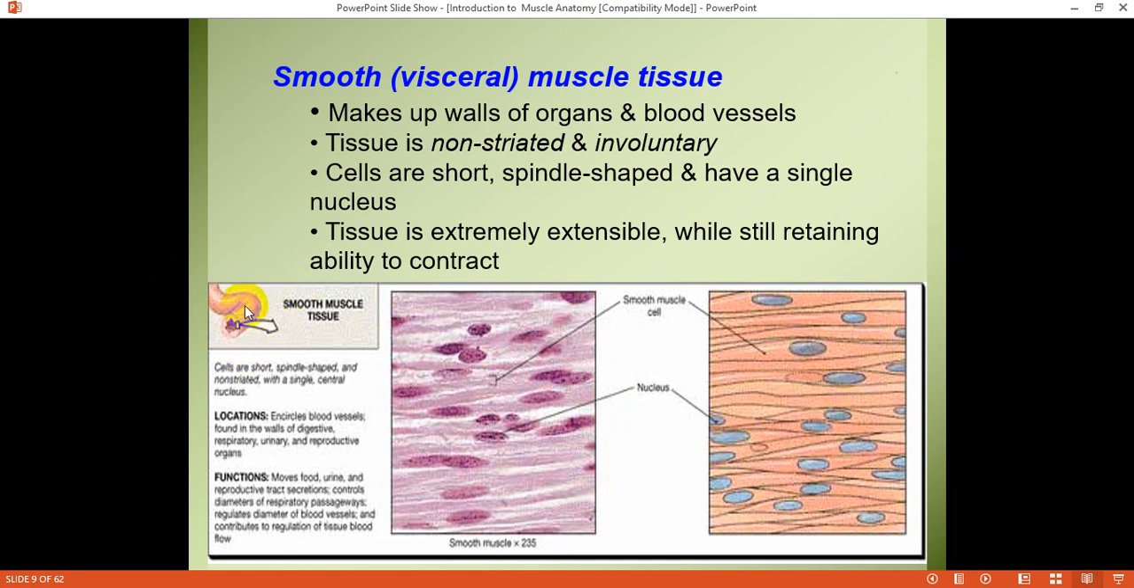For example, in the GIT, they are responsible for the peristaltic movements. In blood vessels, they are responsible for vasoconstriction and vasodilation. Then the smooth muscles associated with the skin are the erector pili muscles. They are responsible for the erection of hair shaft, as in goosebumps.